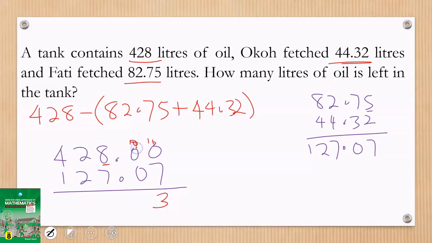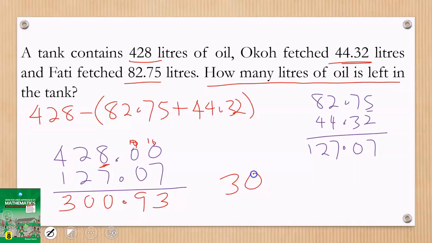Now, here is now 9. 0 from 9 is 9. We introduce our decimal point. Now, here is 7. So, 7 minus 7 is 0. And then 2 minus 2 is 0. And then 4 minus 1 is 3. So, what it means is that how many liters of oil is left in the tank is going to be 300.93 liters. Okay, so that is the quantity of oil left after the two of them have fetched their quantities.